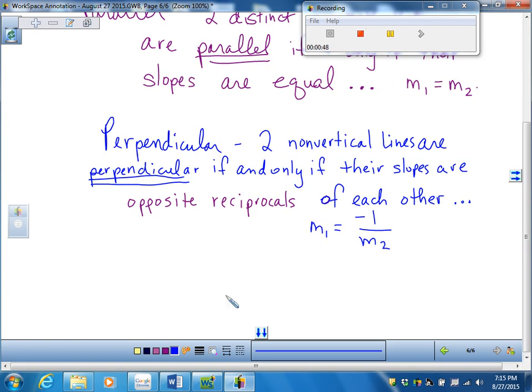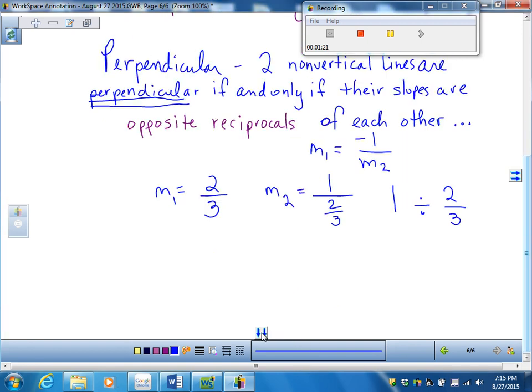So, example of the perpendicular. If I have a slope that is 2/3, so m1 is 2/3, then for m2, I would flip it or put 1 over it. Now if I put 1 over 2/3, remember back from arithmetic, when I divide a fraction by a fraction, I have to flip and multiply. So this would be the same as 1 times 3 over 2. So you're flipping the fraction.